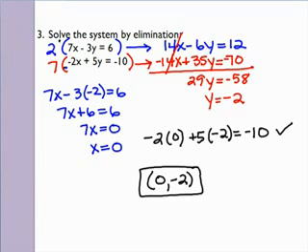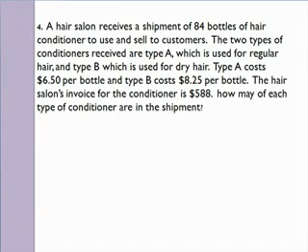Okay. All right, so we do have some word problems on the test. Word problems that have two variables. And so we're going to go ahead and set up a system to solve this one. Go ahead and read it. I don't need to read it for you. But, so we have two types. We have type A and we have type B.